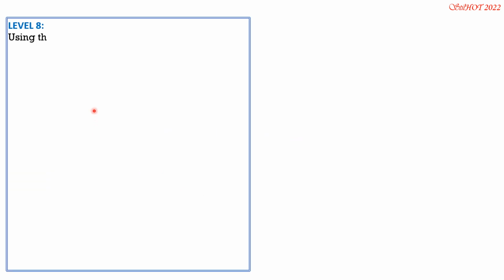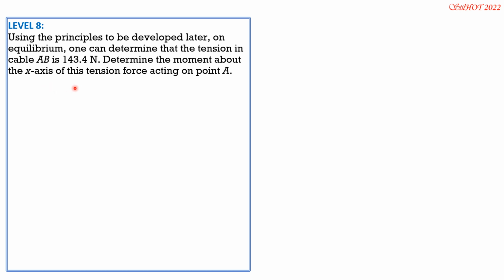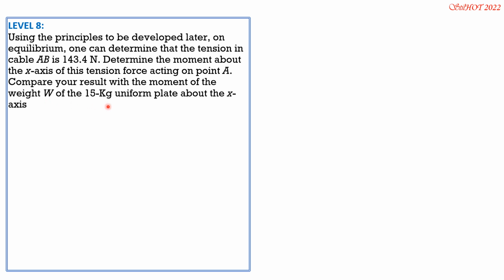Level 8, using the principles to be developed later on equilibrium, one can determine that the tension in cable AB is 143.4 newtons. Determine the moment about the x-axis of this tension force acting on point A. Compare your result with the moment of the weight W of the 15 kilogram uniform plate about the x-axis. What is the moment of the tension force acting at A about line OB?